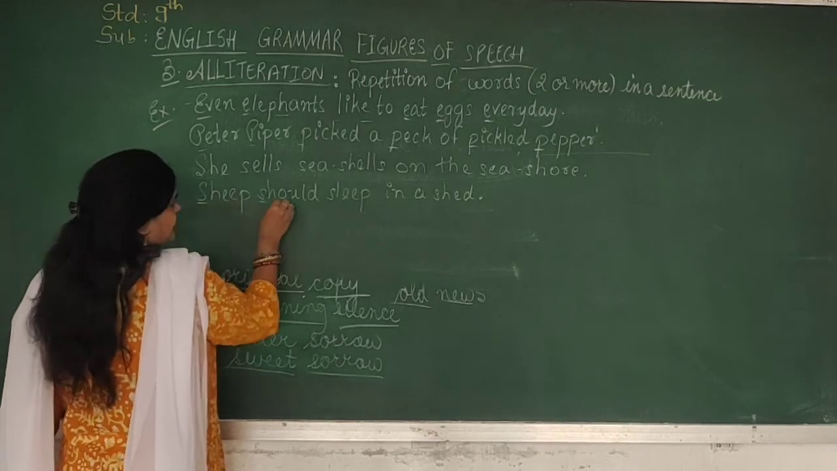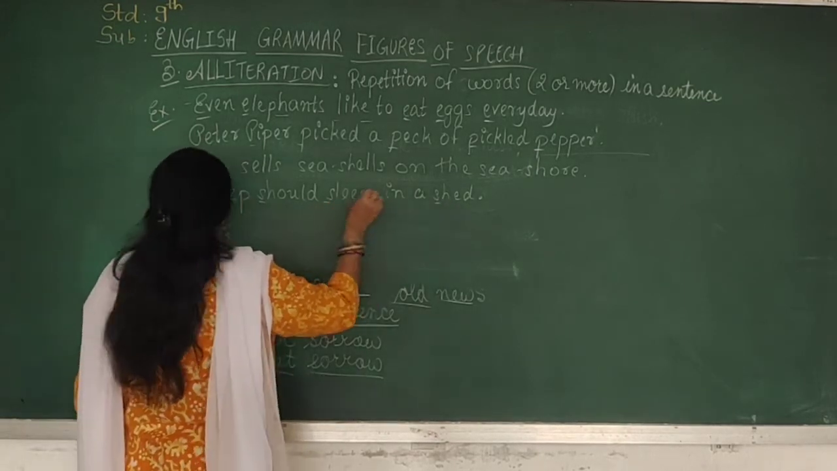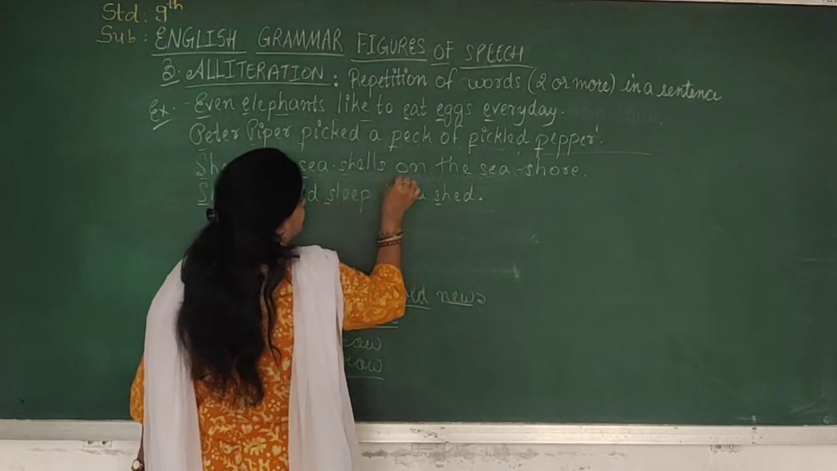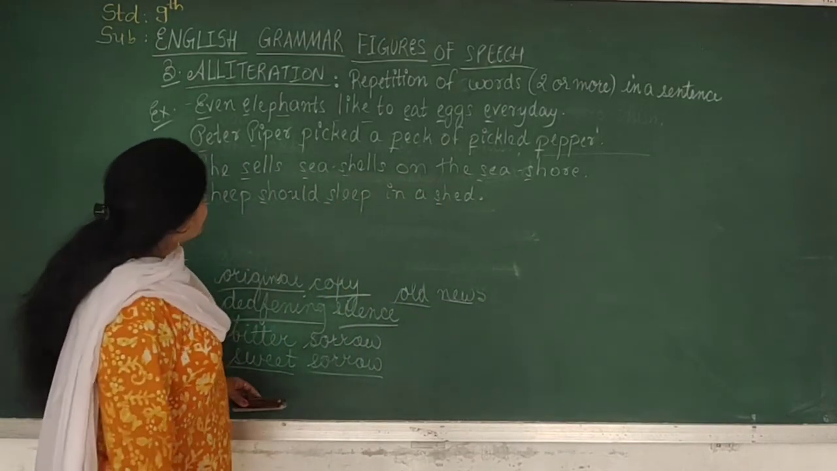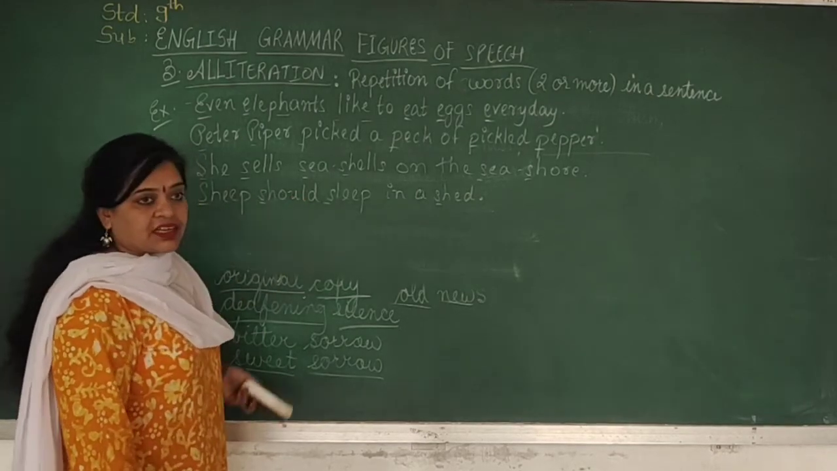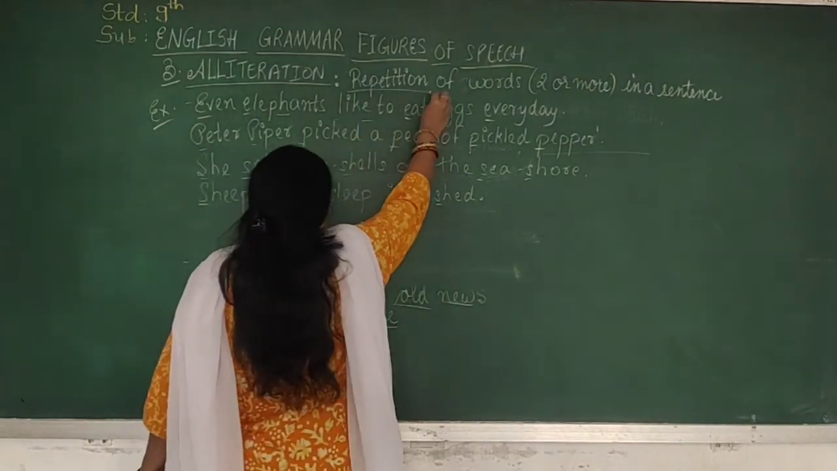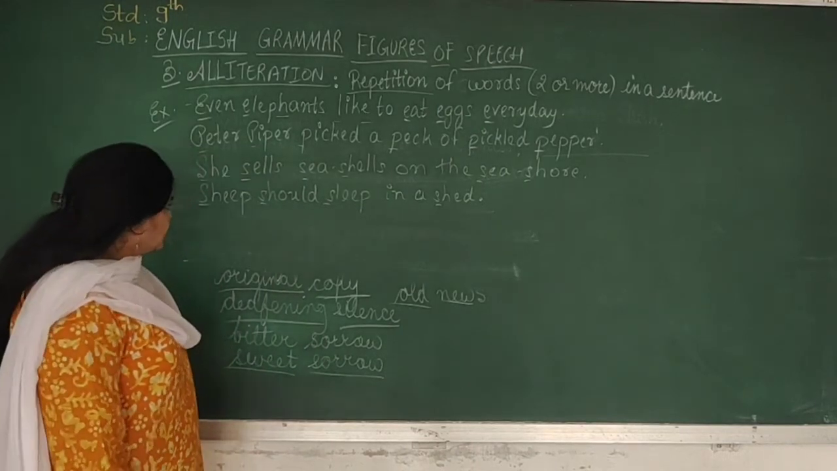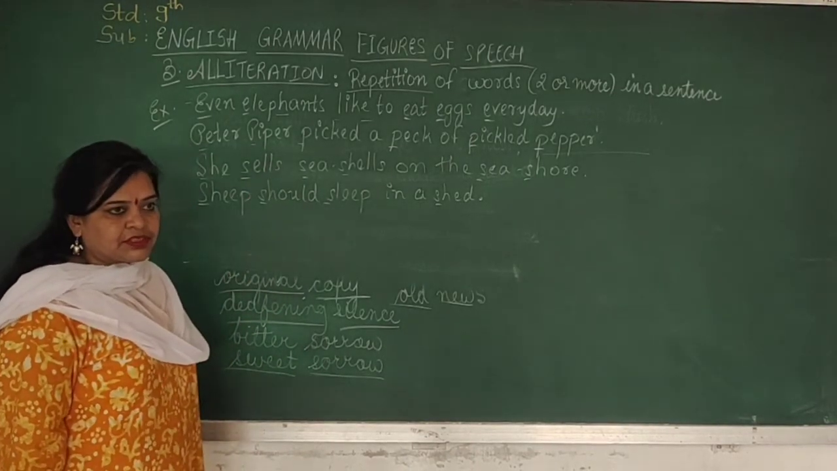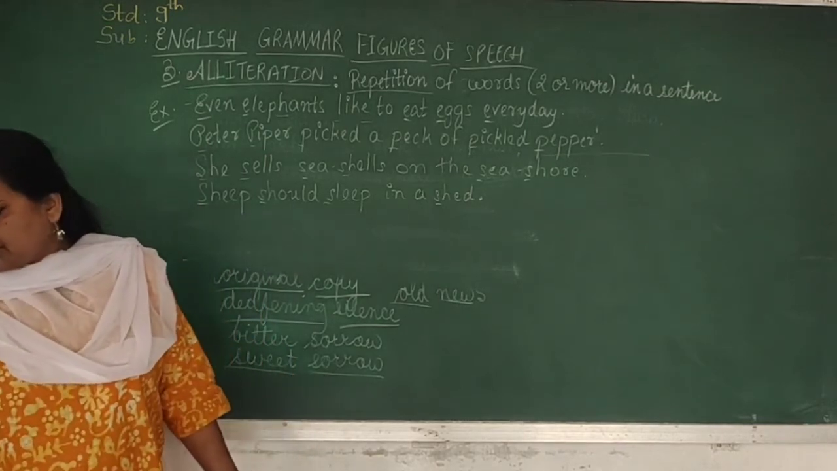Then someone here says, yeah. That's why it's called an alliteration. Yet another figure of speech is also called repetition. That also we will do afterwards. So is this clear to you? Yes. Okay.